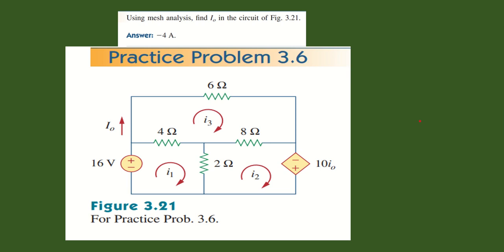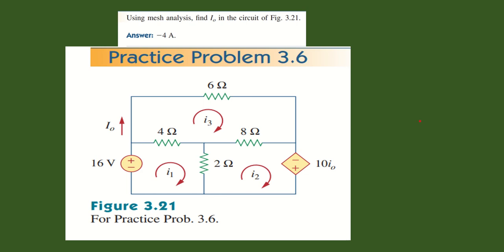Good morning, everybody. Today we are going to solve practice problem 3.6 from Alexander Sadiku's Fundamentals of Electric Circuits. This is the circuit given, and using mesh analysis we are asked to find I naught. If you notice, this I naught current is flowing through this 6 ohm resistance.